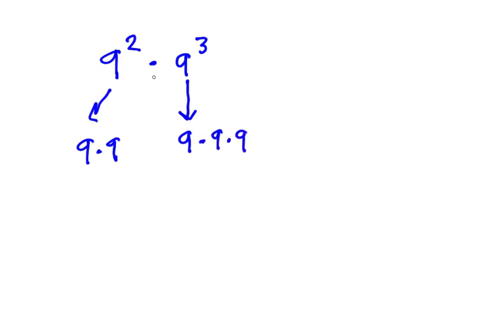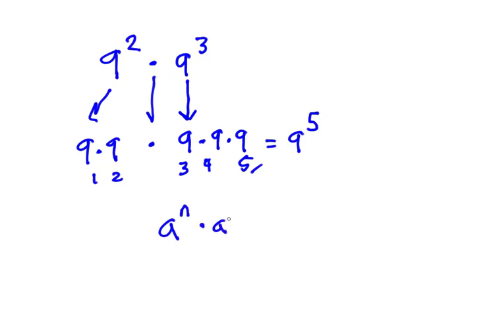And so if I'm multiplying these, look what I have here. I've got 1, 2, 3, 4, 5. That's why I have 9 to the power of 5, because there are 5 9s multiplied together. So this is where the idea comes from that a to the power of n, times a to the power of m, becomes just a to the power of n plus m.